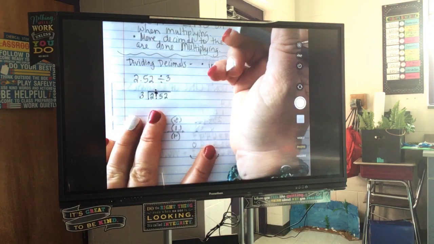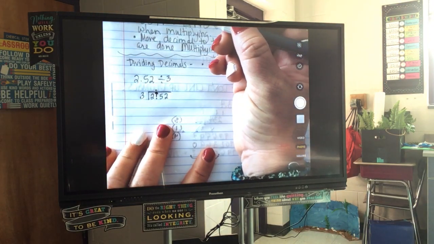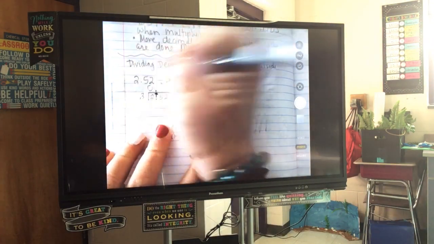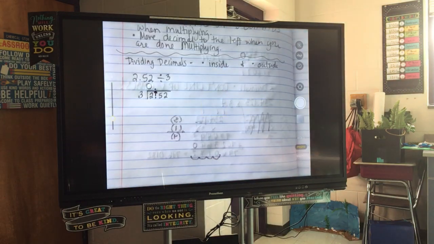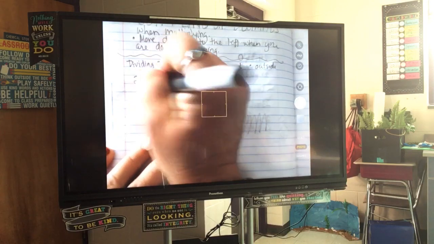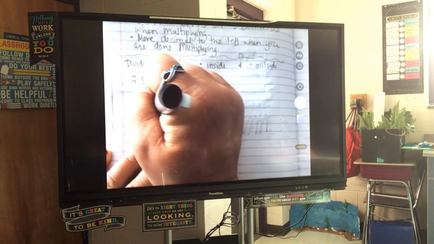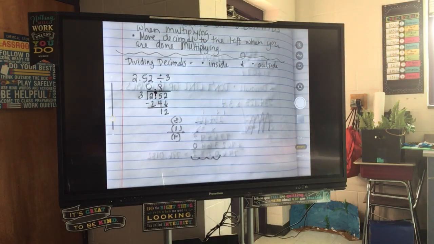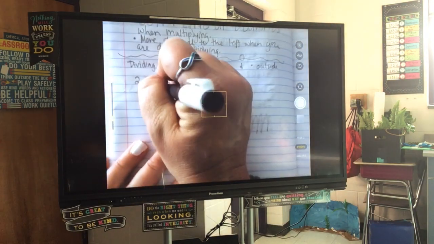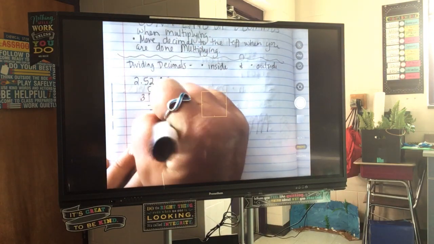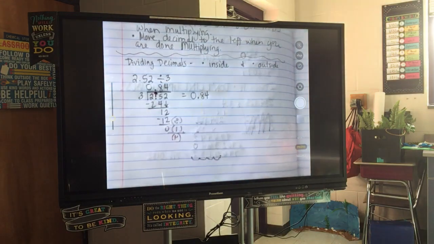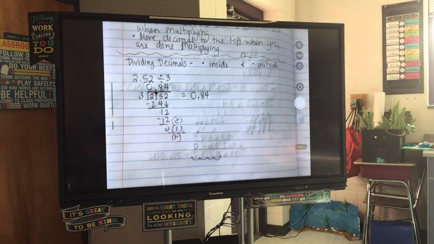So 3 times what gives me 2? Nothing? Okay, so I'm going to put my 0 here. 3 times what gives me 25 or close to 25 without going over? Sophia? 8. And that's going to give me 24. Bring down my 2. 3 times what gives me 12 without going over? Lily? 4. Alright, so my answer to this is 84 hundredths. Alright, you guys remember that?